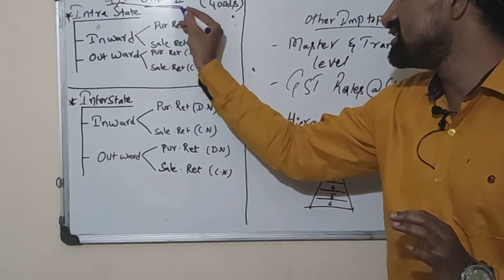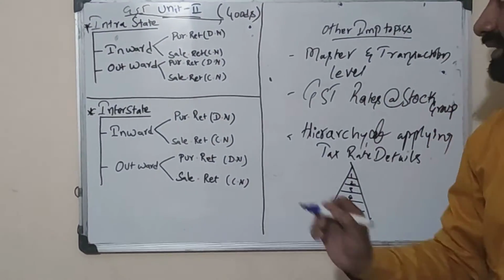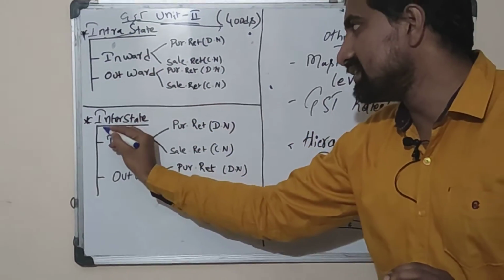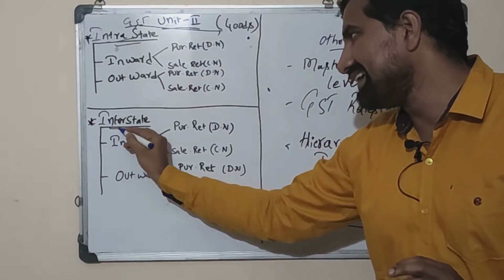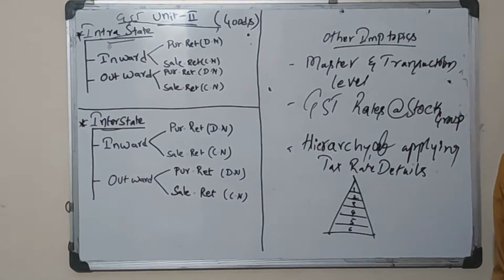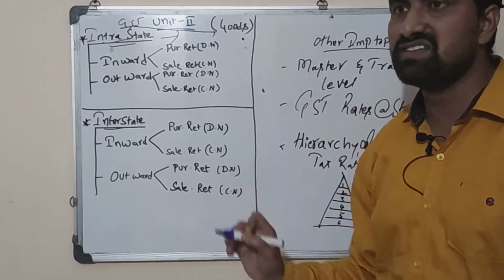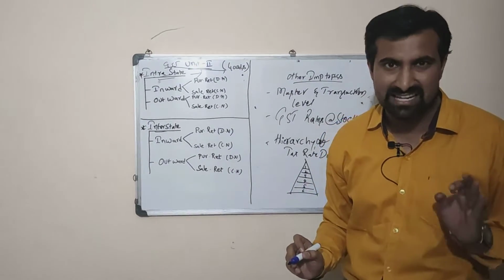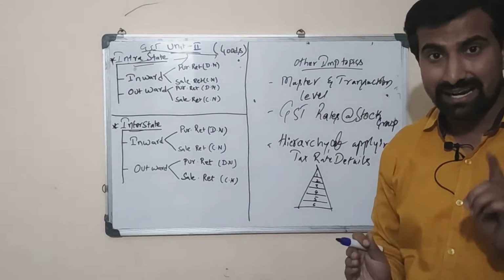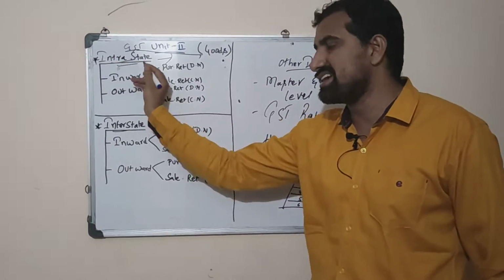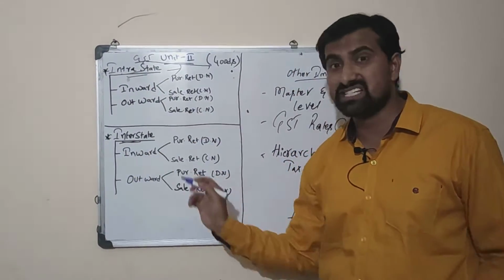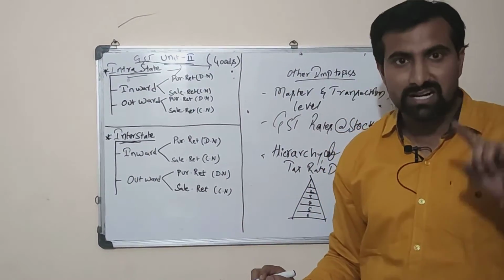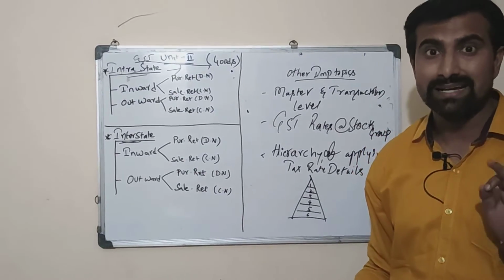So what is GST description under goods? It describes intrastate as well as interstate. What is meant by intrastate? Intrastate means goods and service tax transactions done within the same state. The process of transaction held within the state is known as intrastate, and the transaction done from one state to another state is known as interstate.